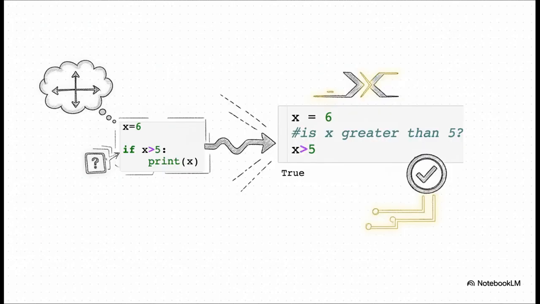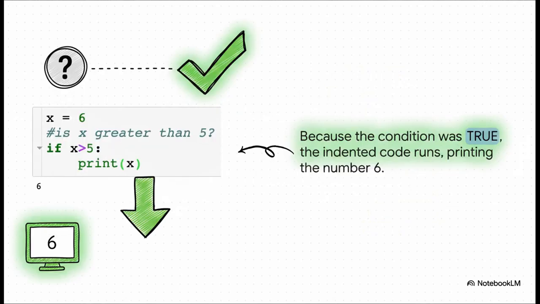So what's going on inside the computer's brain here? Well, it takes that line, if x greater than 5, and it just boils it down to that one simple question: is x greater than 5? And since we know x is 6, the computer's logic gets a crystal clear answer: true. And because that answer was true, the program gets the green light. It goes ahead and runs the code that's indented right below it, the print x line. And what's the result? The number 6 pops up on the screen. It's a perfect little chain of cause and effect.